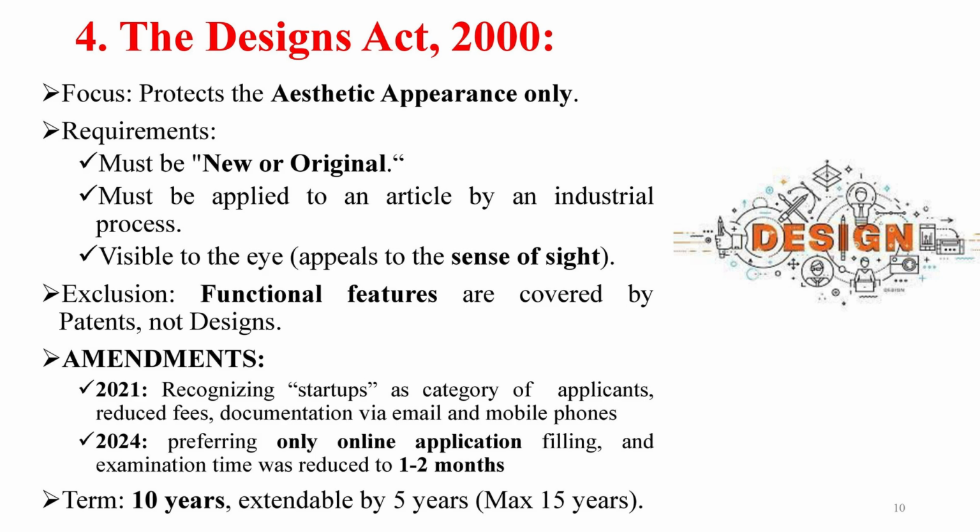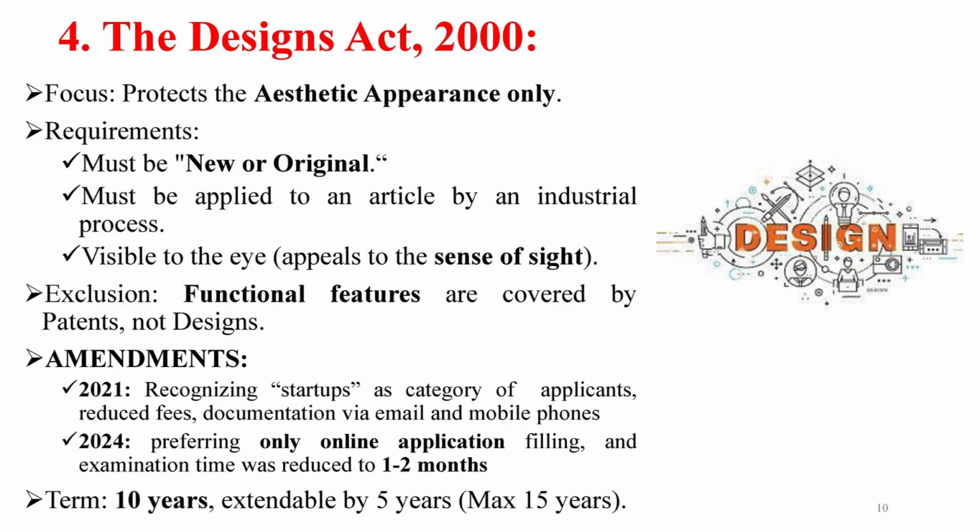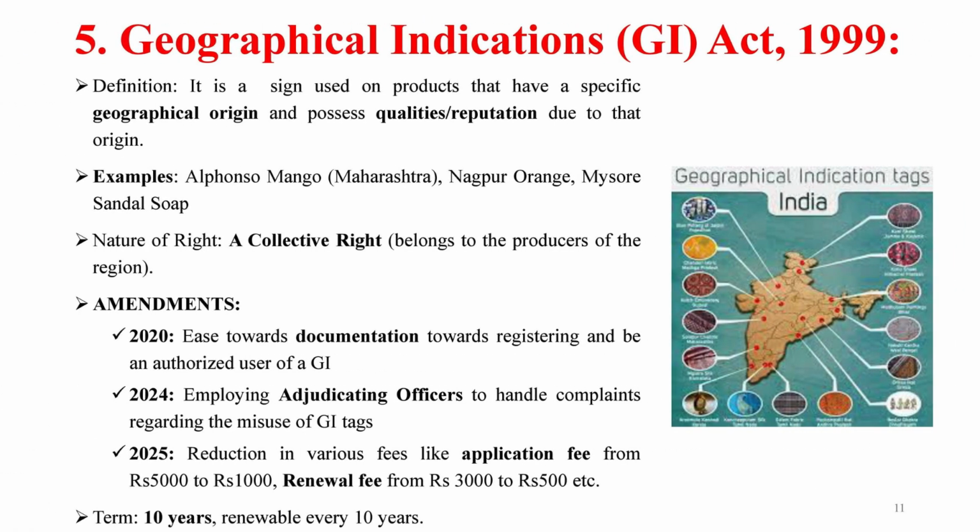Think about this for a moment. The key distinction here is that designs protect only how something looks, while patents protect how something functions. This brings us to 5, the Geographical Indications Act, 1999.